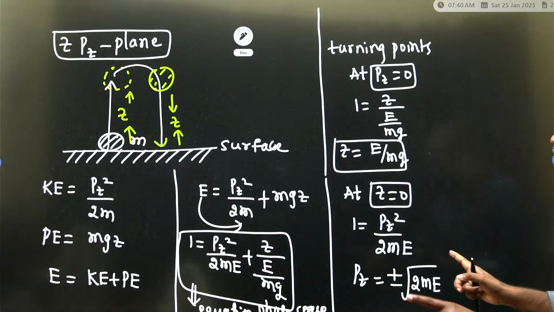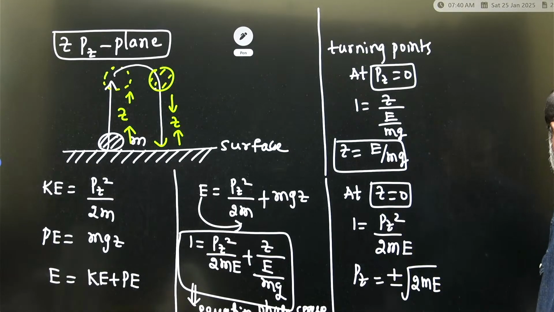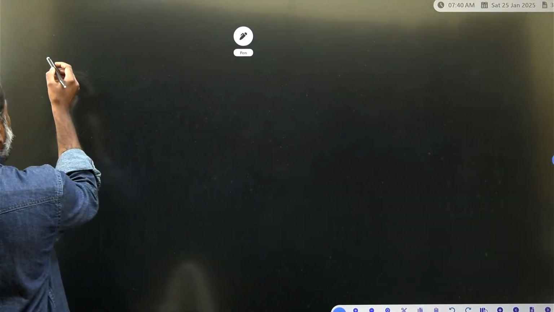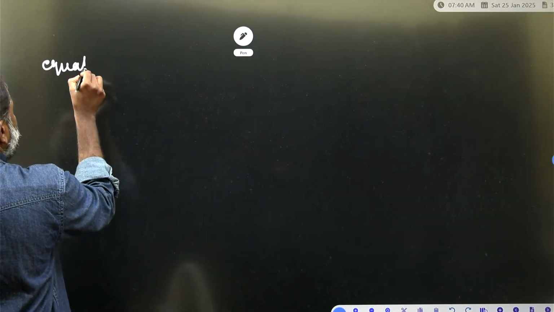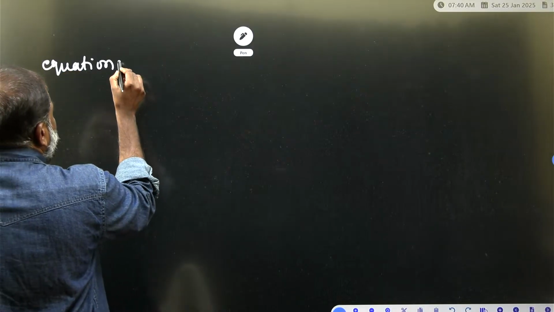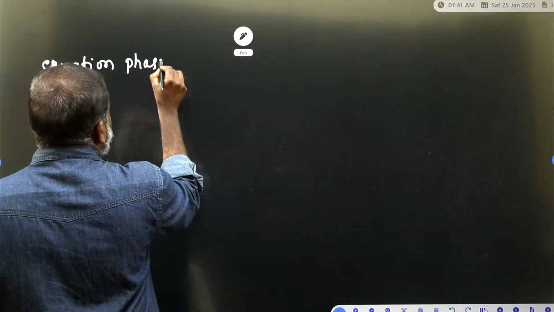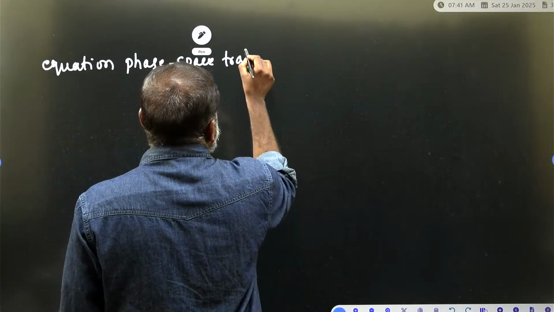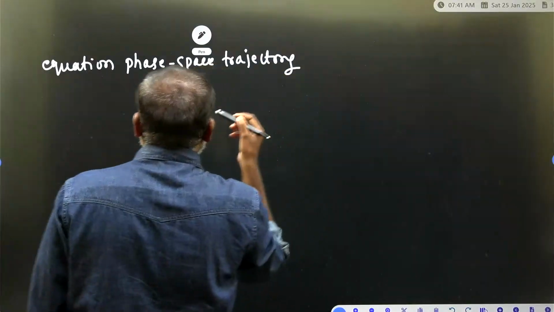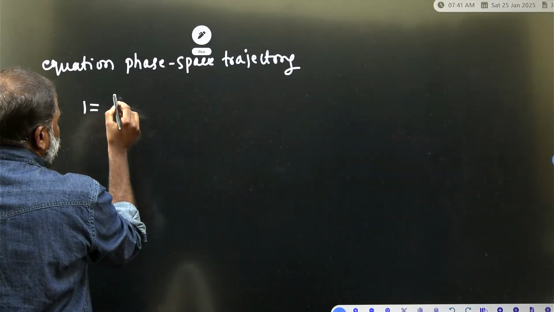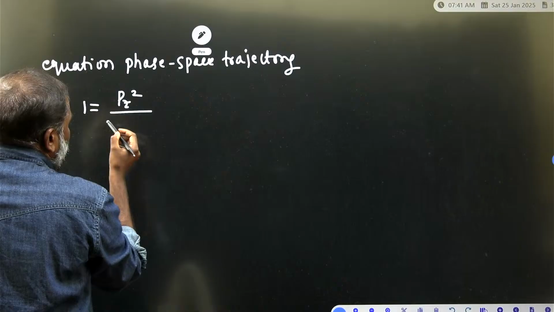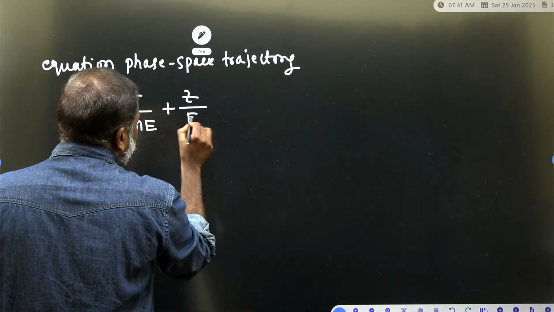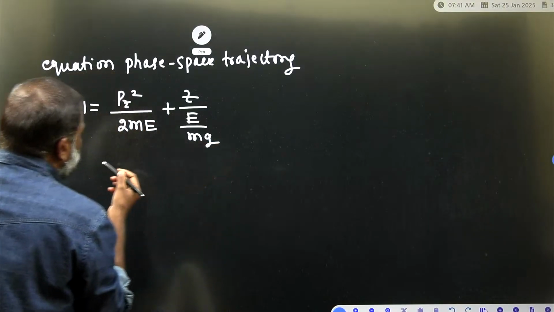Now we have to construct the phase space trajectory. How do we construct the phase space trajectory? What is the equation for a phase space trajectory? Once you see, the equation is 1 is equal to pz square divided by 2me plus z divided by e by mg.